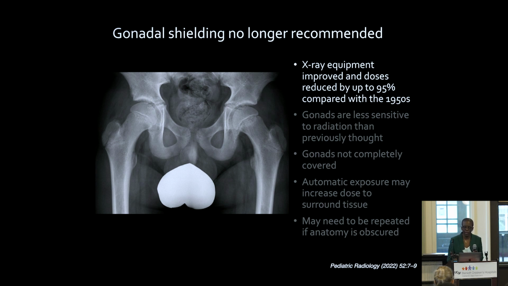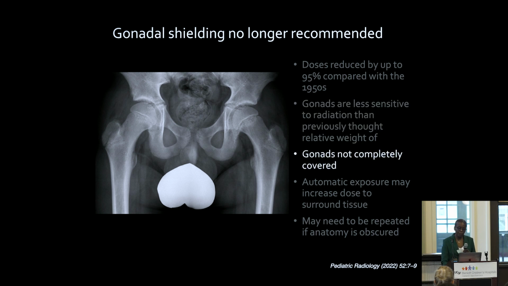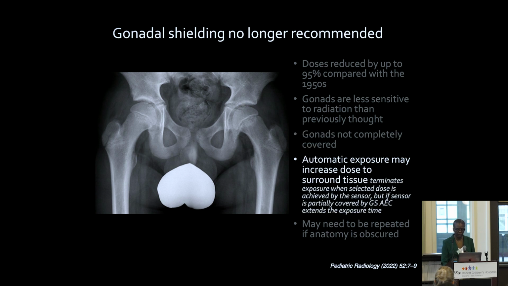The X-ray equipment we have has improved tremendously, and compared to 1950, the doses are reduced by 95%. The gonads are actually less sensitive than they were thought to be. The gonads are on par with bone marrow and colon, and we're not shielding for the colon and bone marrow, so we don't need to shield for the gonads. Sometimes, as in this case, the soft tissues are not completely covered, or when we're trying to shield the ovaries, they can be anywhere, so it's actually not serving a purpose.